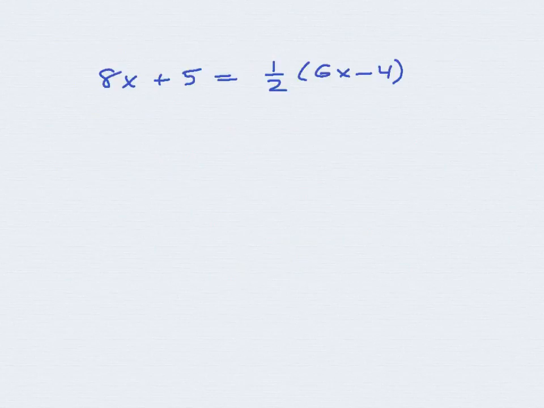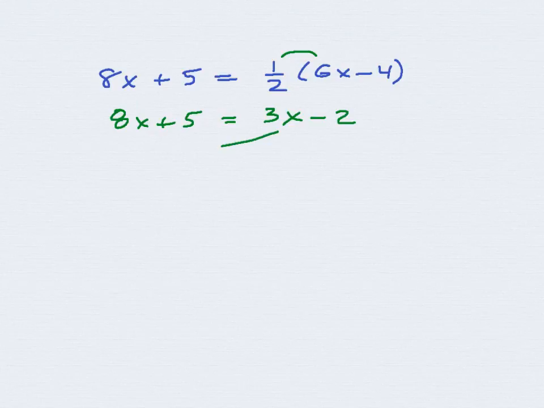This next question has a fraction. Doesn't make it hard. Nothing you can do on the left. There are no like terms. You've got a variable term and a constant term. On the right hand side, you can multiply a half by 6x and get 3x, because 1/2 times 6 is 3. Multiply a half times minus 4, and that'll give you your minus 2. So now the fraction's gone.